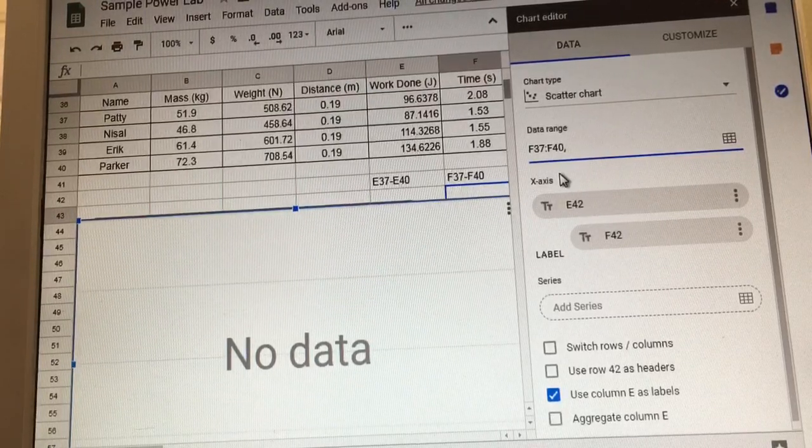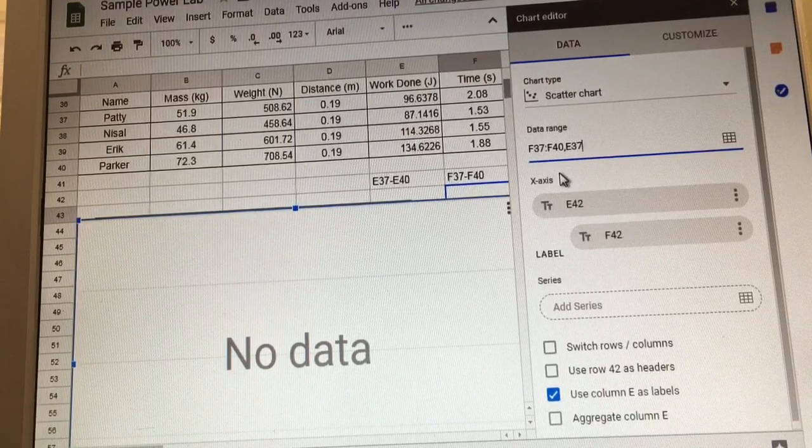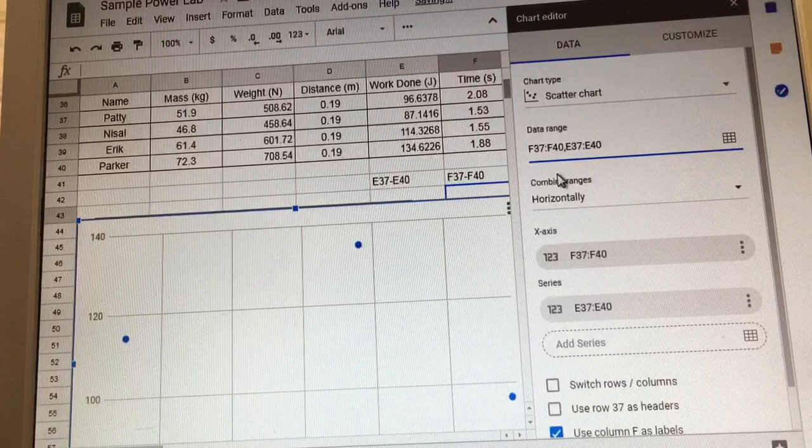And then where's the rest of my data? Where's the Y part? That's the work. Which column is that in? E. So now I'm going to put E, and it's going to be the same thing, 37, and then I put the colon, and then E40. And I should hit enter, and then out comes my graph.